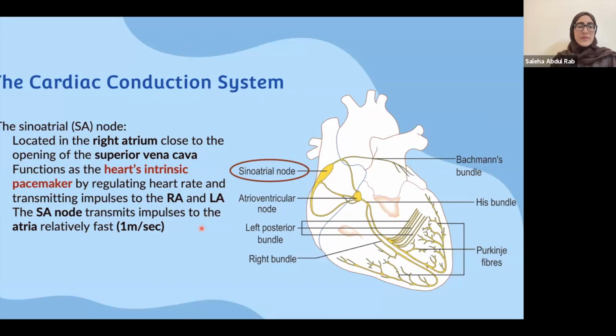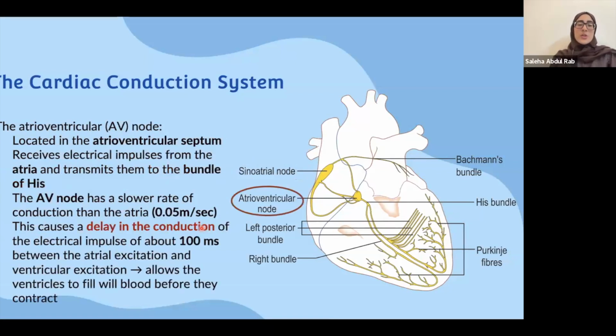All right. So the SA node transmits impulses to the atria relatively fast, at a speed of 1 meter per second. Now coming to the atrioventricular node. It's located in the atrioventricular septum. It receives impulses from the sinoatrial node. They go down the internodal branches. These are the internodal branches, and they go to the AV node.